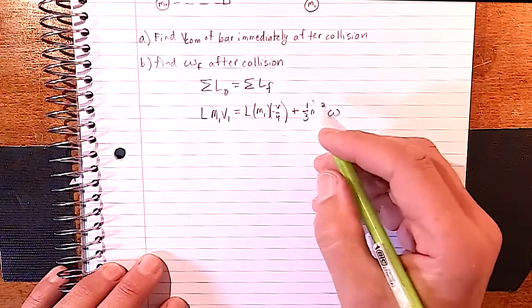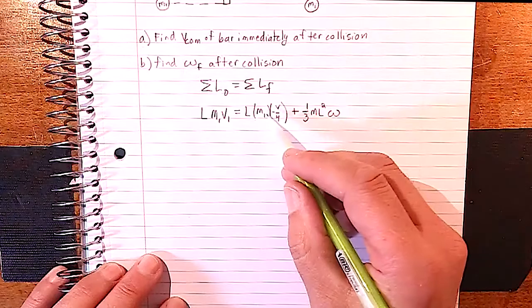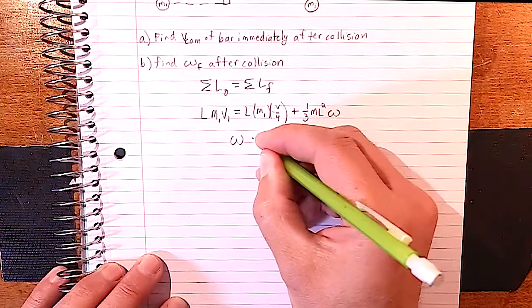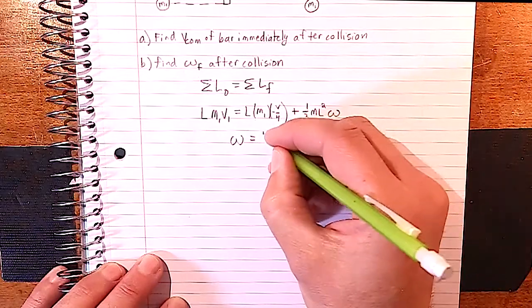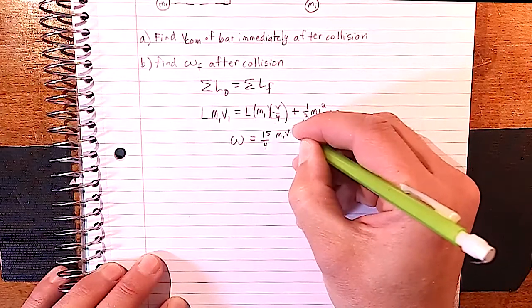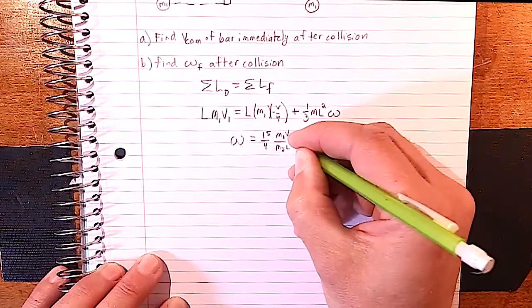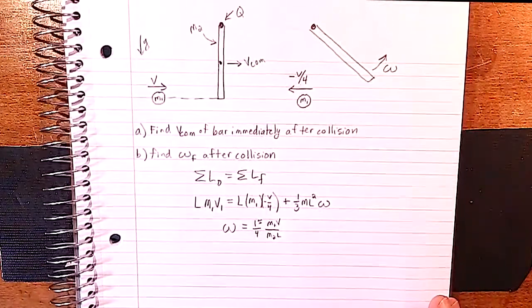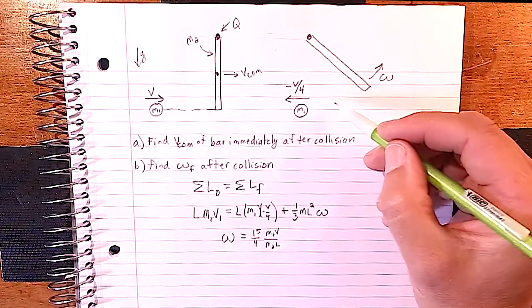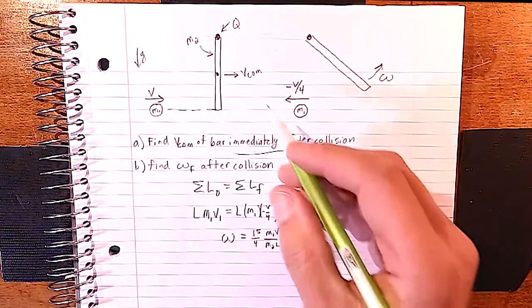So now we can bring this quarter out here and bring this over to the other side, and we end up with, after doing the algebra, 15/4 m1v over m2l. So now that we found the angular velocity of this bar after the collision, keep in mind, as it swings up, it's going to slow down. So that's why it says immediately after the collision.